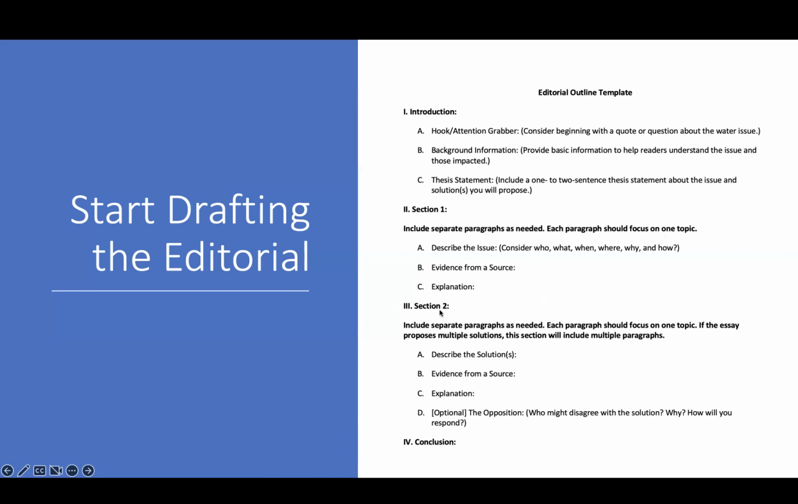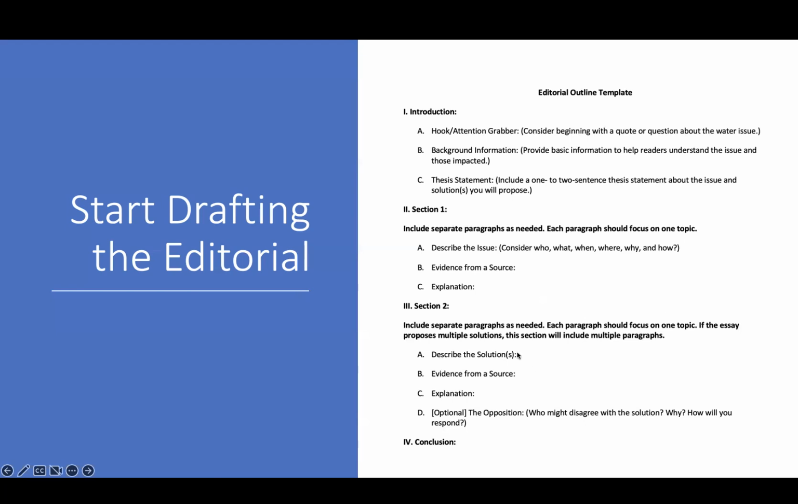And then in the second section of the editorial, this is where we explore the solution or solutions that are being proposed. And so if you have multiple solutions that you're proposing, the section will include multiple paragraphs, one paragraph for each solution. So here you would describe the solution, include evidence from other sources, explain why the solution is best. You might also consider who would disagree with you and how you would respond to those people. And you might think about listing, if you have more than one solution, including those in order of what's most effective solution, to, next most effective, and then further most effective.